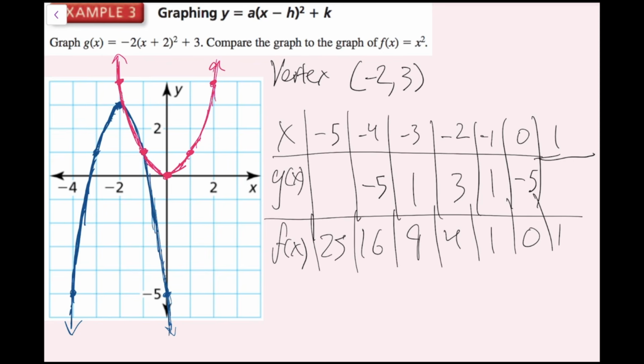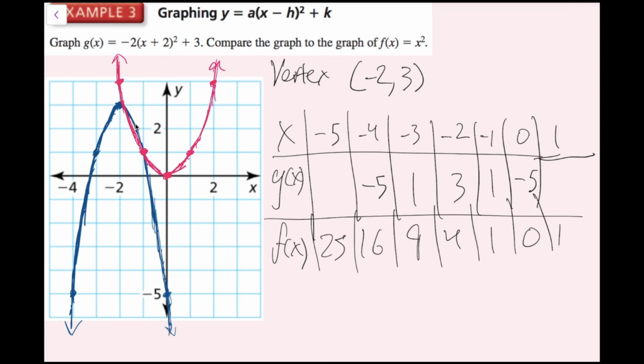Anyway, now I need to compare f of x and g of x. So starting from f of x, if you see what's happening here, I'm going to be reflecting this because I have a negative on the outside, and then I'm going to be stretching it by a factor of 2 because this 2 is on the outside. Remember, that's a vertical change, and since 2 is larger than 1, it's going to be a vertical stretch.